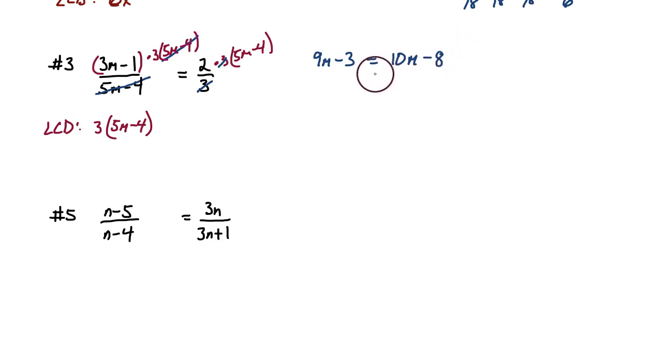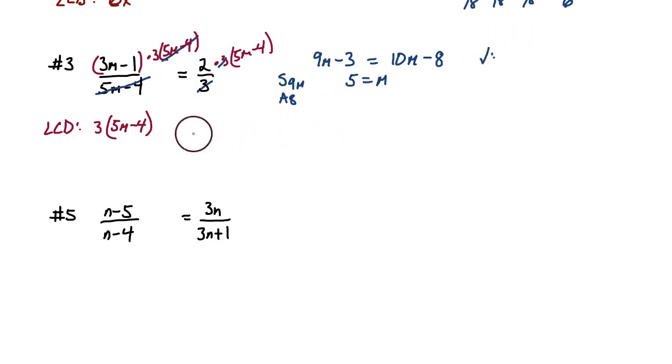Now let's solve the equation. We could subtract 9m from both sides, and at the same time we do that, let's add the 8 to both sides. So we end up getting 5 equals m. But our technique that we used introduced variables into the numerators that were not originally there. So that could create answers that don't really work. We have to do a check.